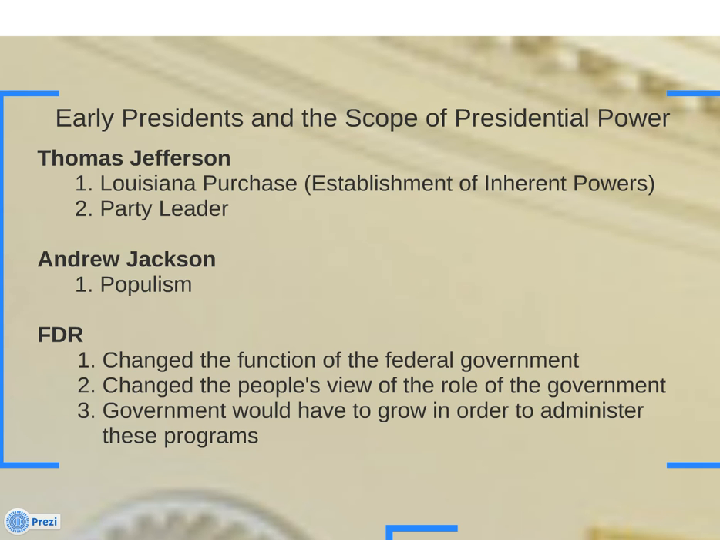Second, this popular perception and the programs that emerged, the Works Progress Administration, Unemployment Insurance, and Social Security, meant that the federal government would have to grow larger in order to administer these programs. As a result, the president's role as chief executive would become much more important to modern presidents than it had been to those who served before Roosevelt.